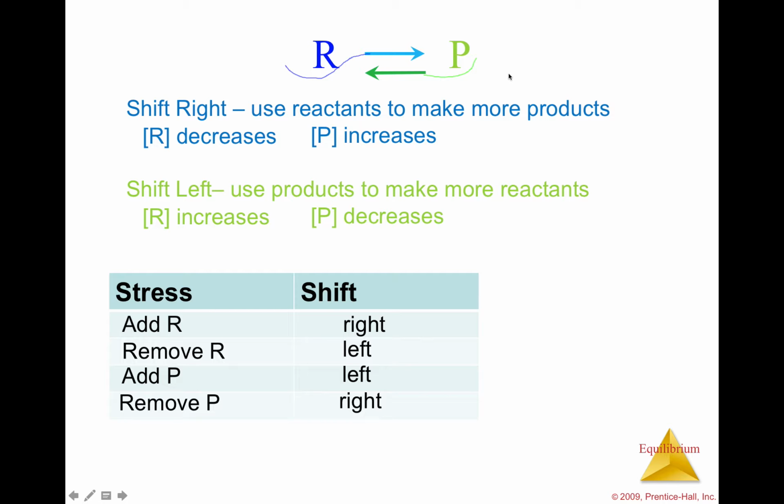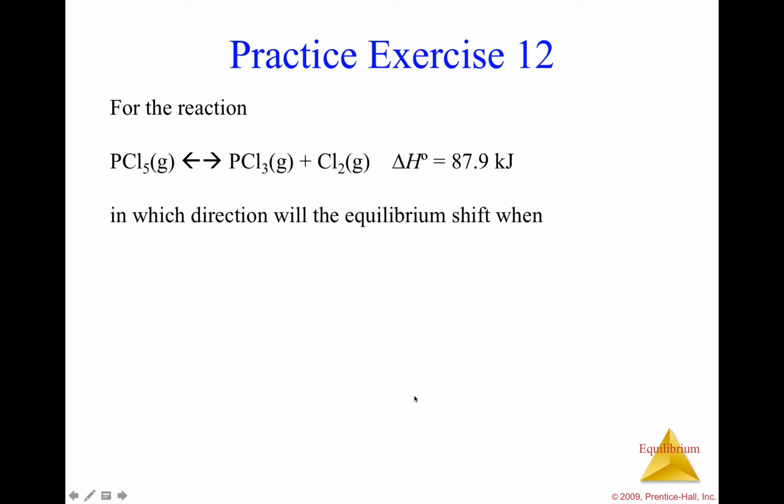So this was a good summary slide of what happens if you add or remove reactants or products. And hopefully through this discussion, you understand why the reaction will shift to the right or the left to reestablish equilibrium. Do not just try to memorize this. Okay, so we're going to take this concept and apply it to our practice exercise 12.